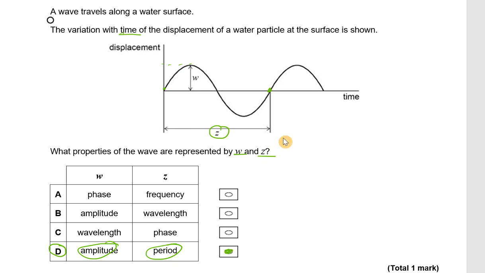Now just a quick word, if you put down wavelength, be careful. If this had been distance or length, then yes, that would have been the wavelength, but it wasn't distance, it was time. Whenever you see wave questions, be careful. They are always displacement against time or displacement against distance. Make sure you find the right one.